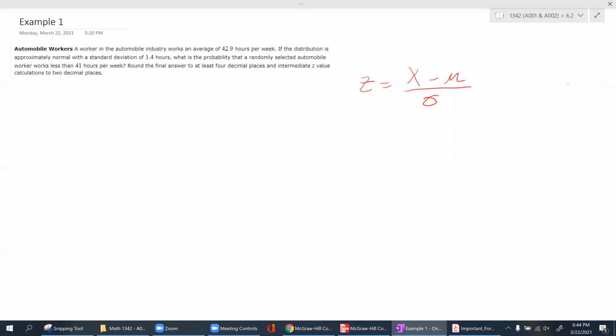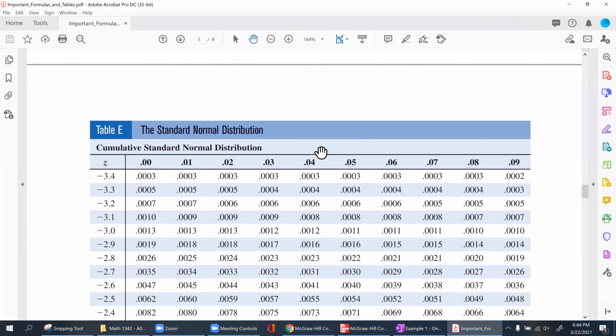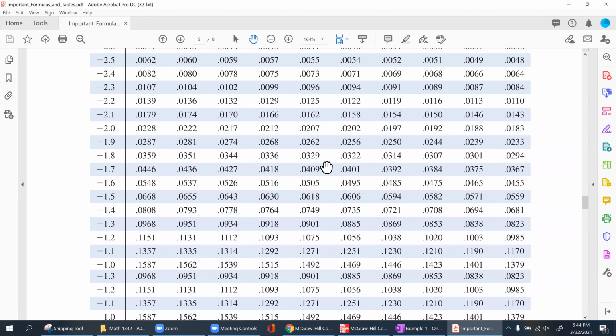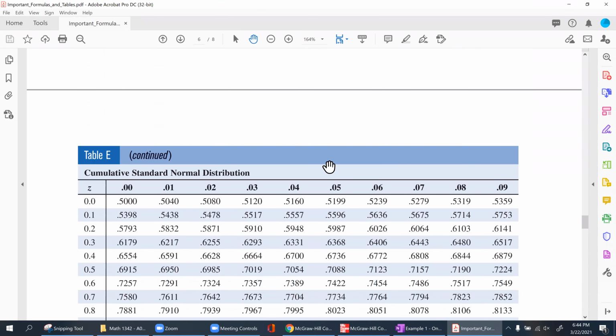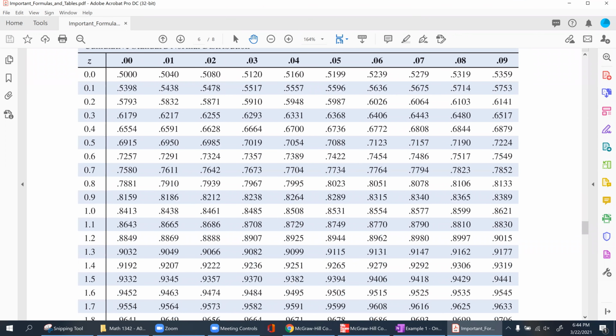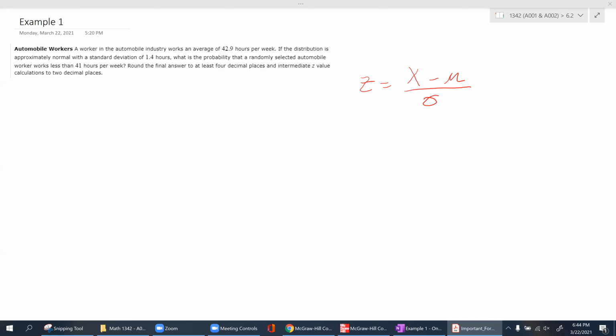You're going to have to locate these values. If you do not have them already, please be sure that you have your important formula sheets and the tables printed out, specifically Table E, the standard normal distribution, which some of you may refer to as the Z table. Make sure you have that handy because we're going to be using it. Let's go ahead and continue.